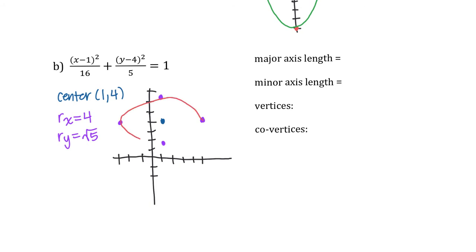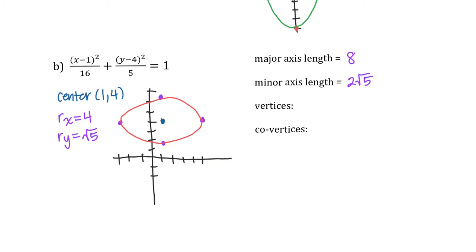In this case, it's a little bit wider. Okay, the major axis length, remember the major axis is always going to be in the longer direction. Since the x radius is bigger than the y radius, the major axis will be in the x direction. Since the x radius is 4, that major axis length will be 4 plus 4, which will be 8. Okay, the minor axis length will be in the shorter direction, which is the y direction. The y radius is root 5, so this is square root 5 plus square root 5, which would give me 2 square root 5.